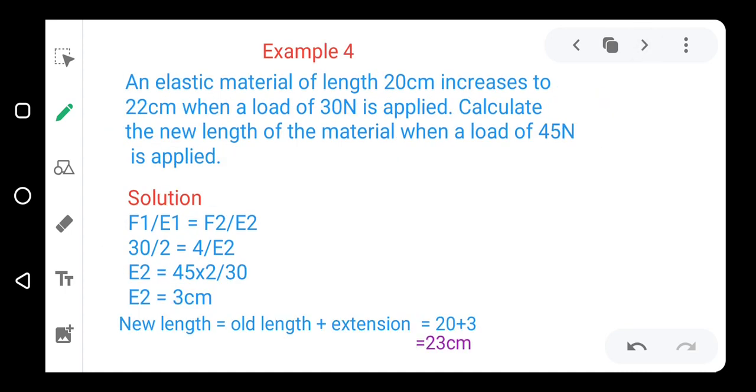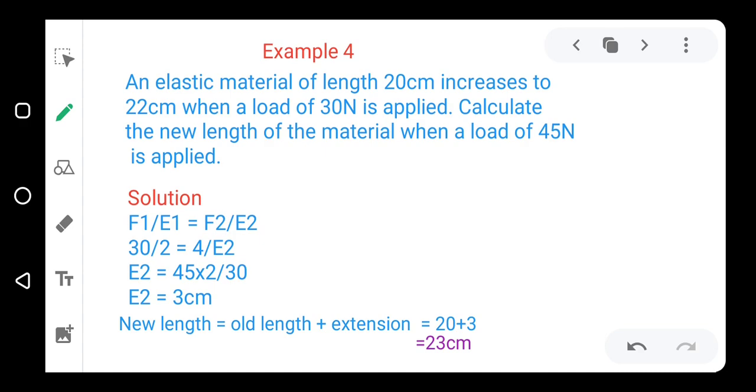Example 4. An elastic material of length 20 cm increases to 22 cm when a load of 10 Newton is applied. Calculate the new length of the material when a load of 45 Newton is applied. Now here is a little bit tricky. What we are considering in Hooke's law is extension and force, not the length of the material, but its extension.